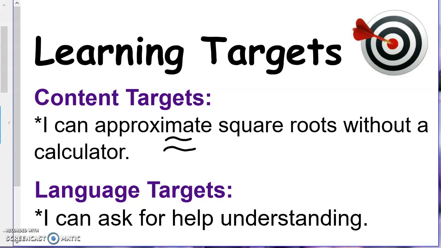It goes a little quickly, but it shows you a little bit about what we're going to be doing today. So the target is: I can approximate square roots without a calculator. You're going to be really tempted to use a calculator today, and there are some questions that you can use a calculator on, but we want to figure out how to approximate square roots without a calculator. There are some standardized tests that will ask you these types of questions, so I'm going to show you how to do it.